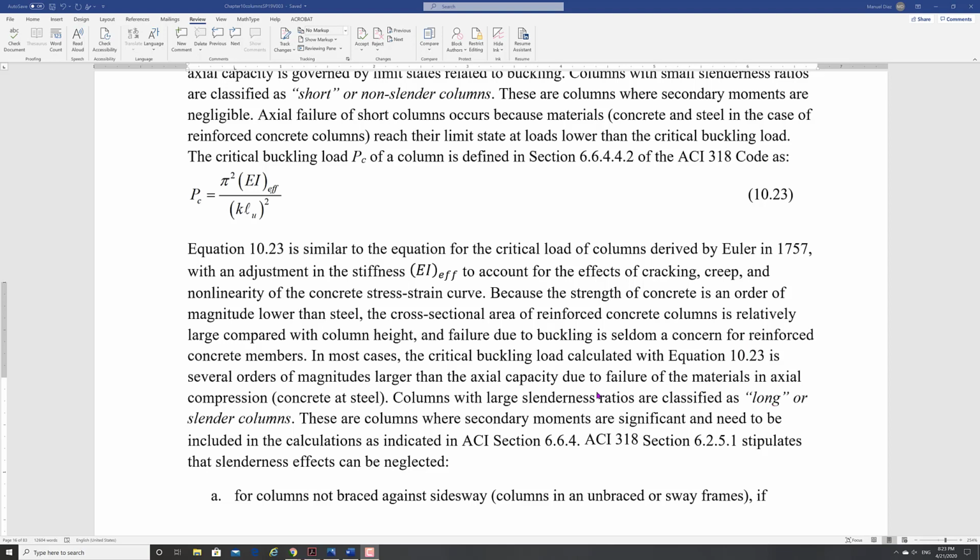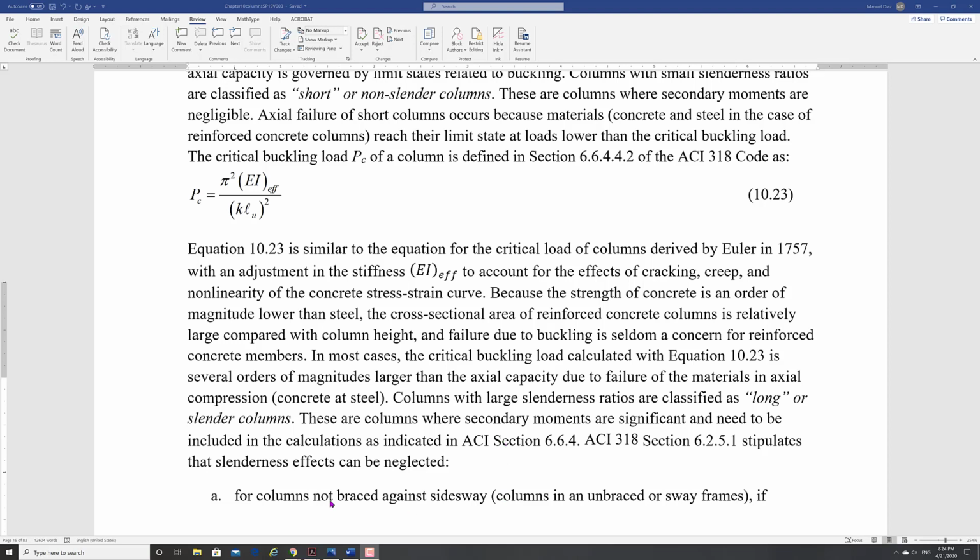Okay. So how do you find these values? How do you decide if it's slender or non-slender? So far we have said large values, but what is large? Well, that depends on the frame being braced or unbraced, and that's why we needed to know that first.